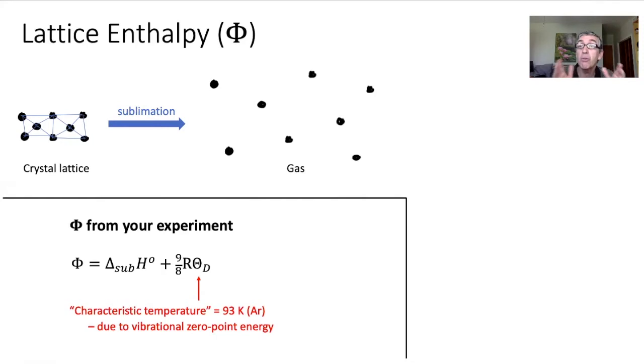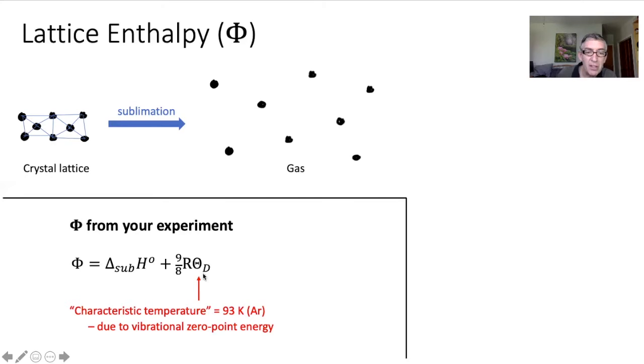If they were truly initially at rest in the experiment, then the lattice enthalpy would be equal to the sublimation enthalpy. However, we know from quantum mechanics that the atoms will never be at rest. At the very least, there will be a vibrational zero-point energy, and so that has to be accounted for. So that's what this second term is about.